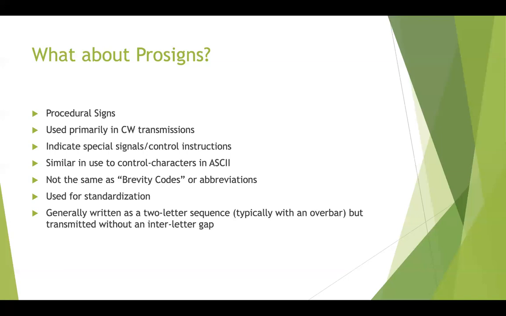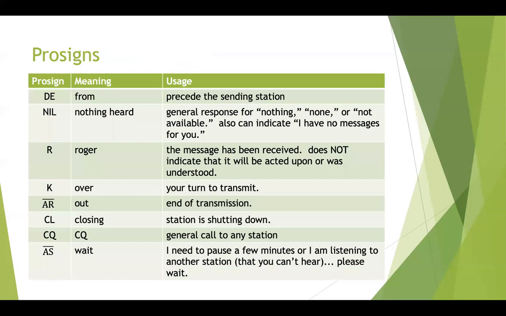So we'll talk about some example prosigns. My favorite is DE, which is the word DE, or D, is French for from. And so you'll often see me in my communications in email, I'll use DE to indicate that this is from my call sign. So if you've ever wondered why I do that, that's what I'm doing there. NIL would be nothing heard. R is Roger. K is over.